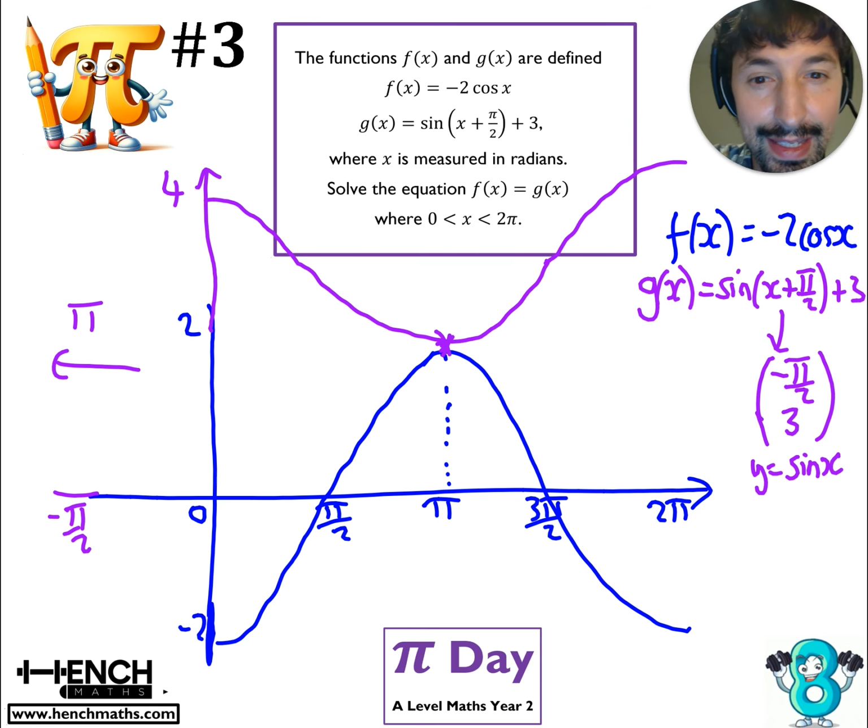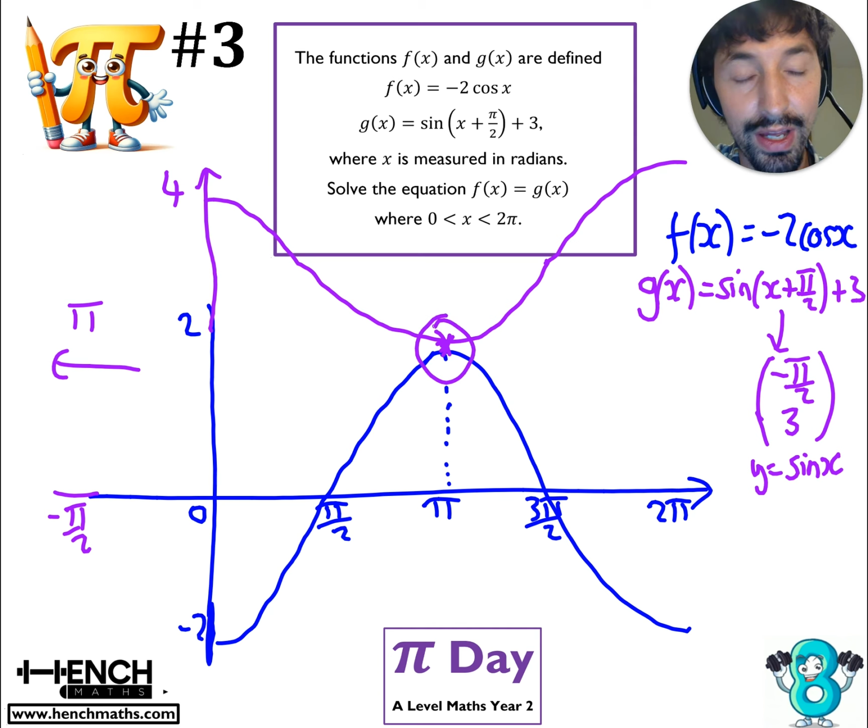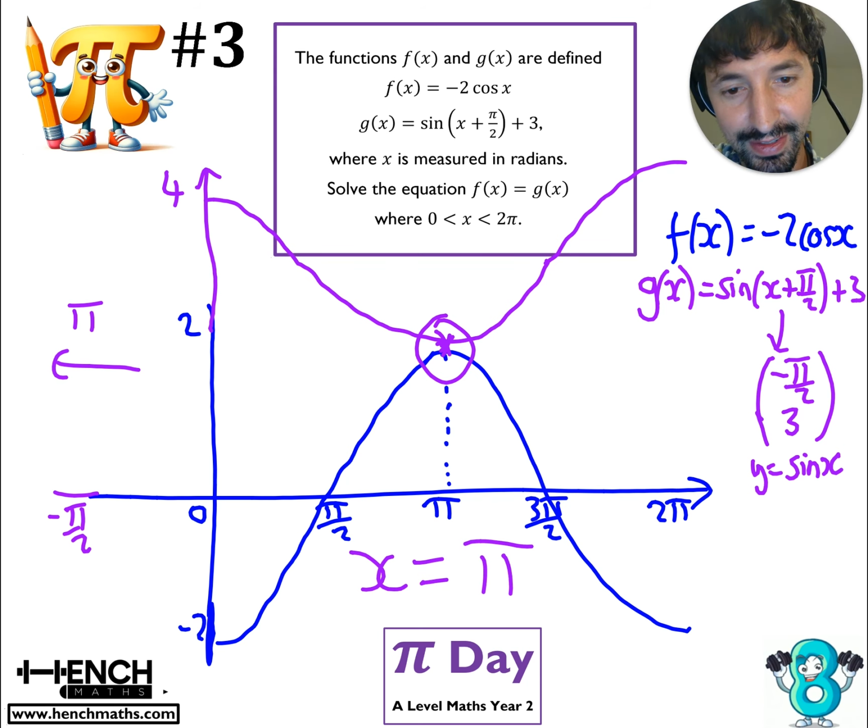And so you can see here that the two graphs only meet at x equals pi. So this is where they meet. Funnily enough, very strange, the solution is pi. Happy Pi Day. Congratulations if you got pi for that answer.